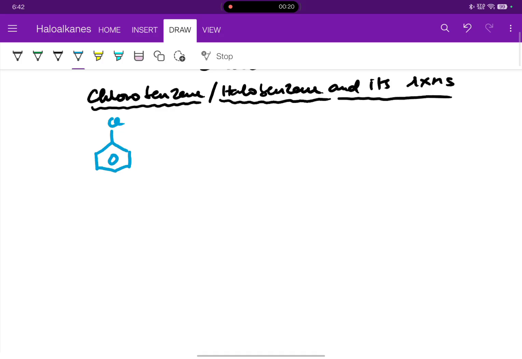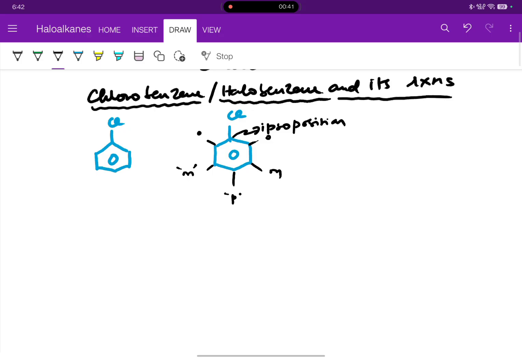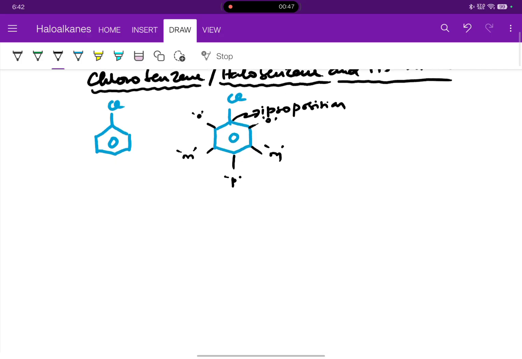So when it becomes di-substituted, this position is called the ipso position. These two positions are called ortho. These two positions are called meta, while this position is the para position. So I think we have seen this already. So now the question is, what about a halogen?